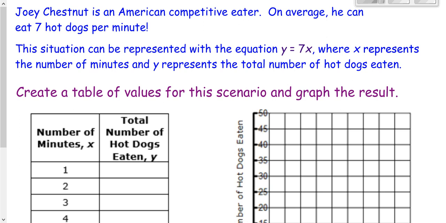Joey Chestnut is an American competitive eater. On average, he can eat 7 hot dogs per minute. This situation can be represented with the equation y equals 7x, where x represents the number of minutes and y represents the total number of hot dogs eaten. Create a table of values for this scenario and graph the result.